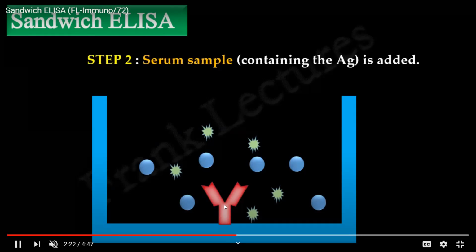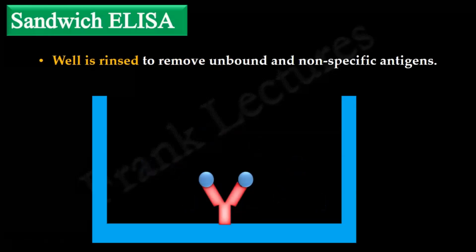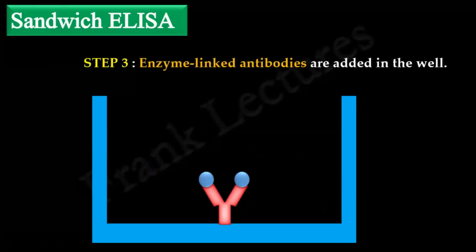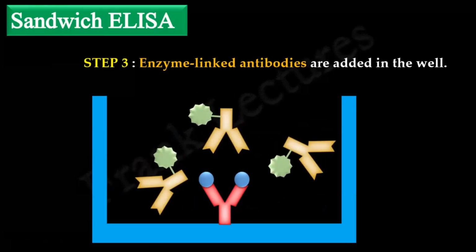And we do not know which antigen out of these will be specific for this. So the one which is specific will go and bind to it. Here we see that on both sides of this antibody, the antigens have bound. After this, the next step is the rinsing of the well to remove the unbound and non-specific antigen. And then the third step is performed, that is the addition of the enzyme linked antibodies to the well.